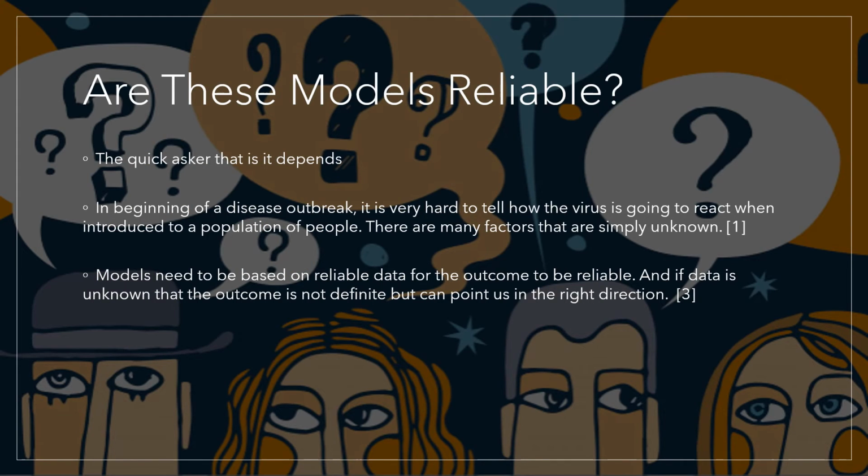Are these models reliable? The quick answer is that it depends. No one really knows. In the beginning of a disease outbreak, it's very hard to tell how the virus is going to react when introduced to a population of people. There are many factors that are simply unknown. So when the factors are unknown, you can't tell what the outcome is going to be reliably without doing some guesswork.